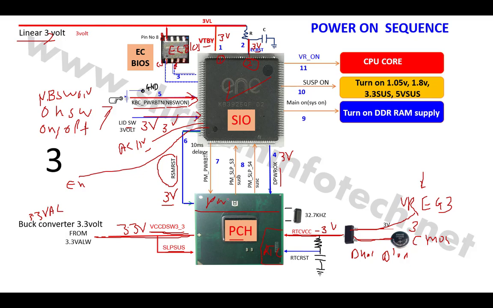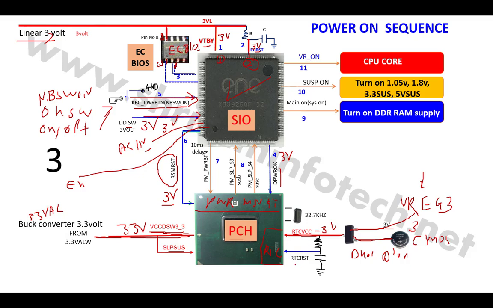It's called the power management section. I write here MGNT. This is the power management section. Now only these two sections are working. So PCH got this RTC VCC 3 volt. Then PCH requires one more signal, that is a reset signal.